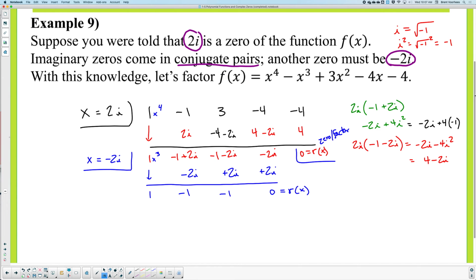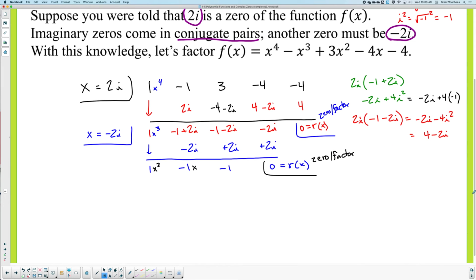Like I said, every imaginary should come in partners. If you don't get 0, we did a math error. So this is a 0 or a factor. So what's left over? This was 1x cubed. This is now x squared and x. Do I need to do an error fix here? No, it's not a fraction. Don't have to do an error fix.